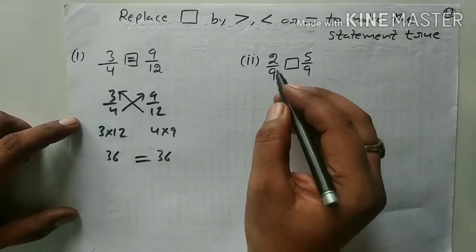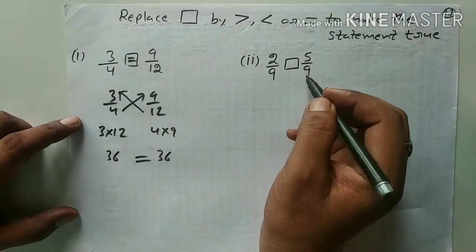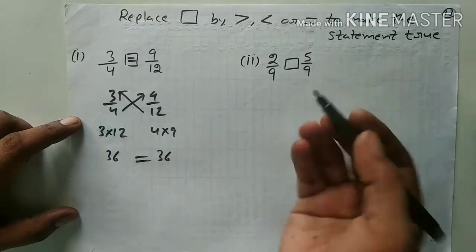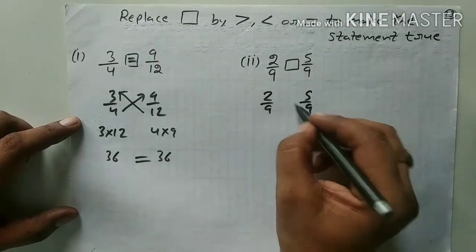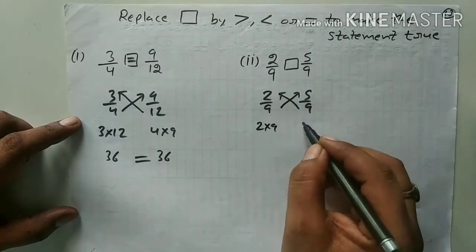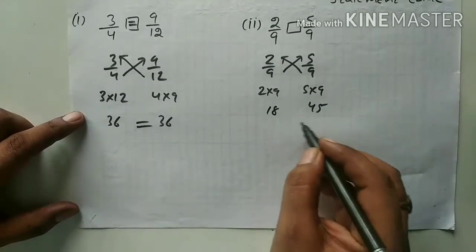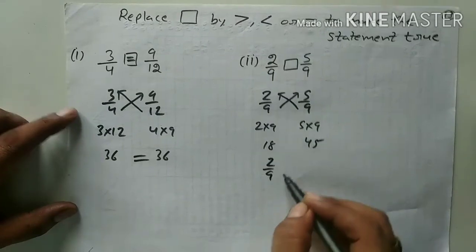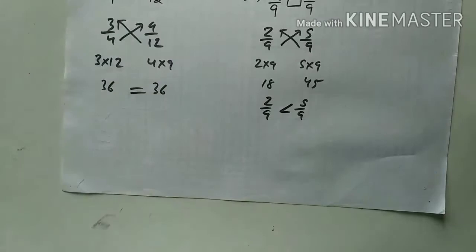Now, in the second one, 2 divided by 9 and 5 divided by 9. Clearly, which one is greater? 5 is greater. So, if we adopt our cross multiplication, then 2 multiply 9 and 5 multiply 9, that is 18 and 45. So 45 is greater, therefore between 2 by 9 and 5 by 9, 5 by 9 is greater, student.